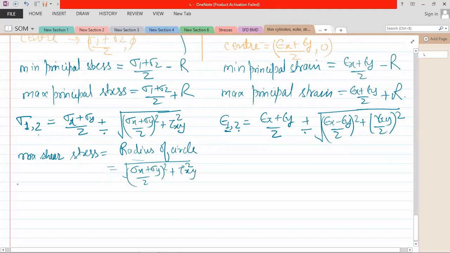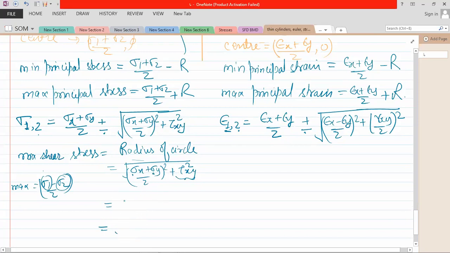Now sometimes I use the term maximum shear stress as sigma 1 minus sigma 2 by 2. Here sigma 1 and sigma 2 are principal stresses. This is not your principal stress here, because your principal stress is only those stresses where shear stress is 0, but here your shear stress is present. So if you write it like sigma 1 minus sigma 2 by 2, now what is the value of sigma 1? Epsilon x plus epsilon y.